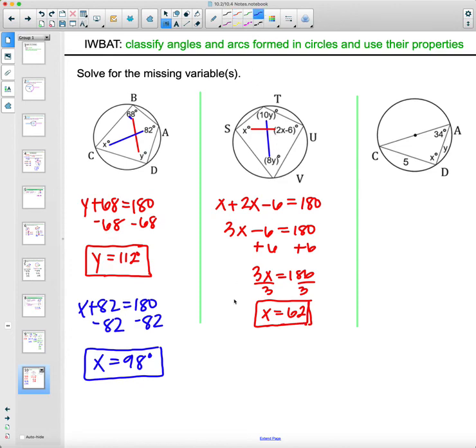And then for the y part, we'd have 10y plus 8y equals 180, the angles across from each other. Combine our like terms. Divide by 18, and you get y equals 10.